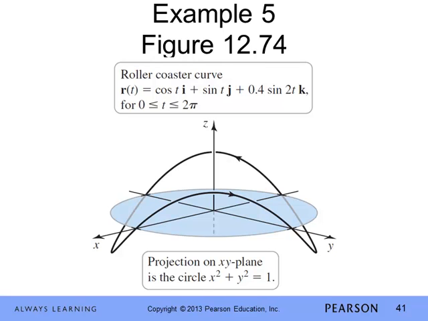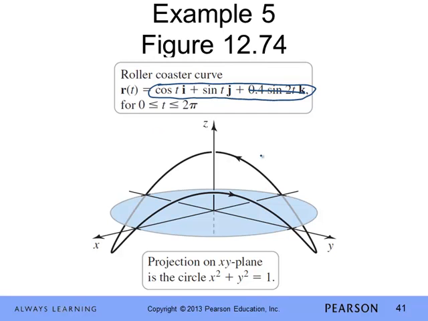Okay. All right. So for this example here, we're going to examine this vector valued function: cosine t i hat plus sine t j hat plus 0.4 sine 2t k hat. So again, set the z component equal to 0 first, and of course you have cosine t for the x component, and sine of t for the y component. So you probably recognize it as a circle, right?